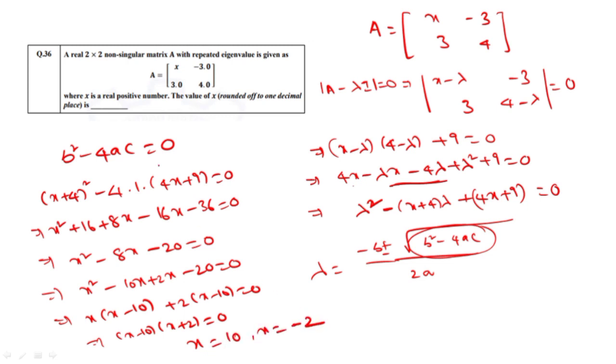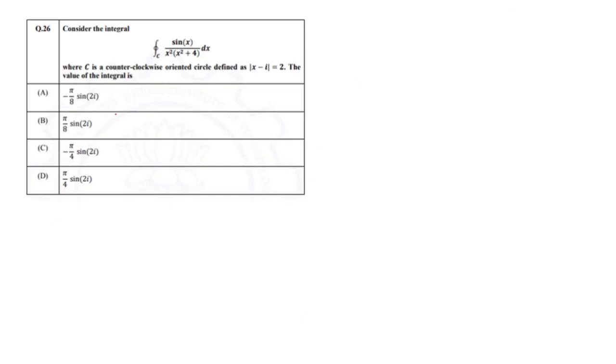And he is saying that x is a real positive number. So the real positive value is 10. So the answer is 10. Okay, so that is the way we can solve. So these three are numerically typed answer questions for GATE ECE. Now we go for 2 marks questions.